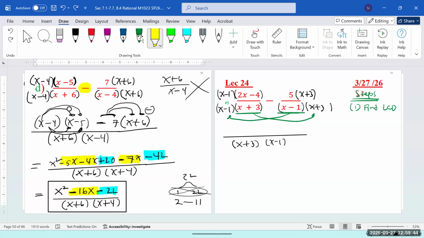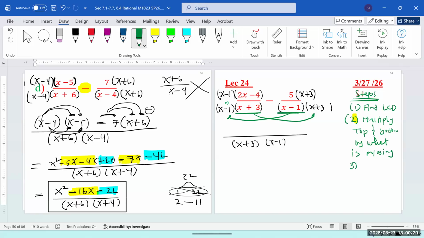So the second step we did was to multiply, let me write top and bottom to make it shorter. Multiply top and bottom by what is missing. The first denominator is missing the second denominator, so multiply top and bottom. The second denominator is missing the first denominator, so multiply top and bottom.